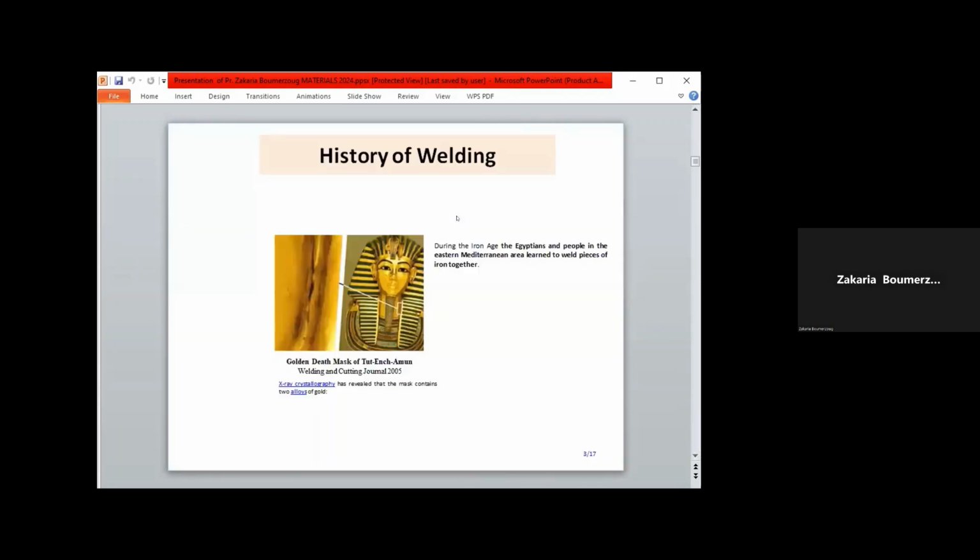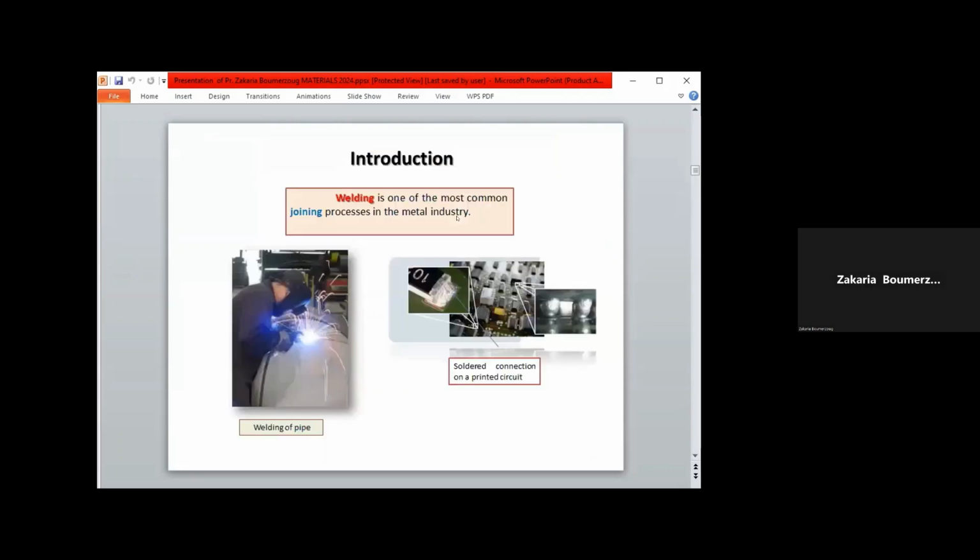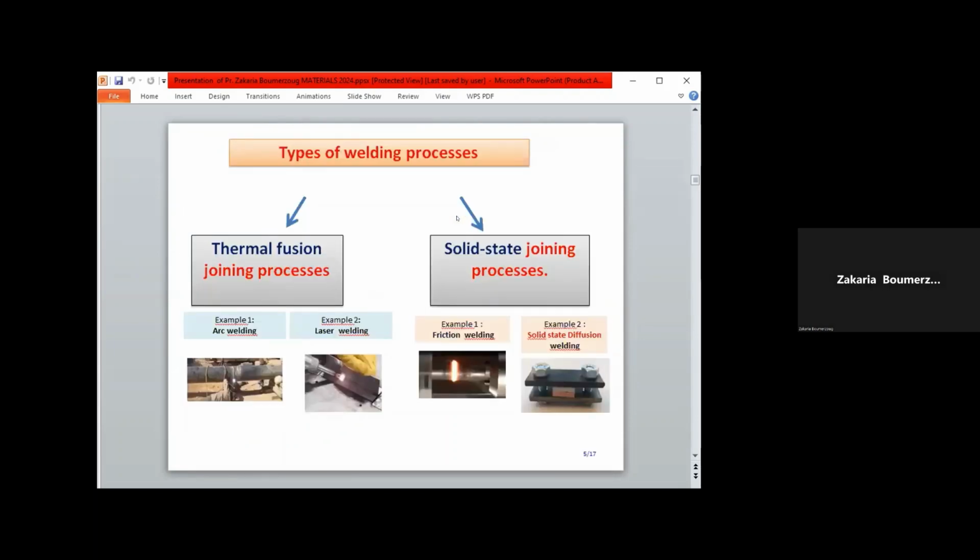From the historical point of view, the process of welding is well known. For example, this picture shows us a part of a mask of Tutankhamun, which is welded. As an introduction, welding is one of the most common joining processes in industry.